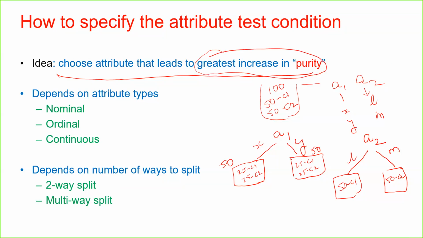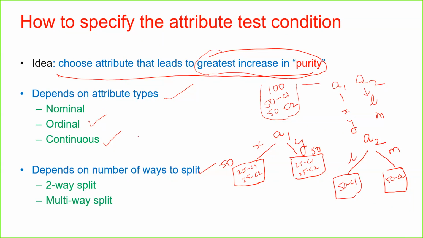And this depends on different things. It depends on the attribute types and on the number of ways to split. The attribute type can be either nominal, ordinal, or continuous. Continuous, we know, can take any value. Ordinal is a discrete type, but there is some order present in the values.